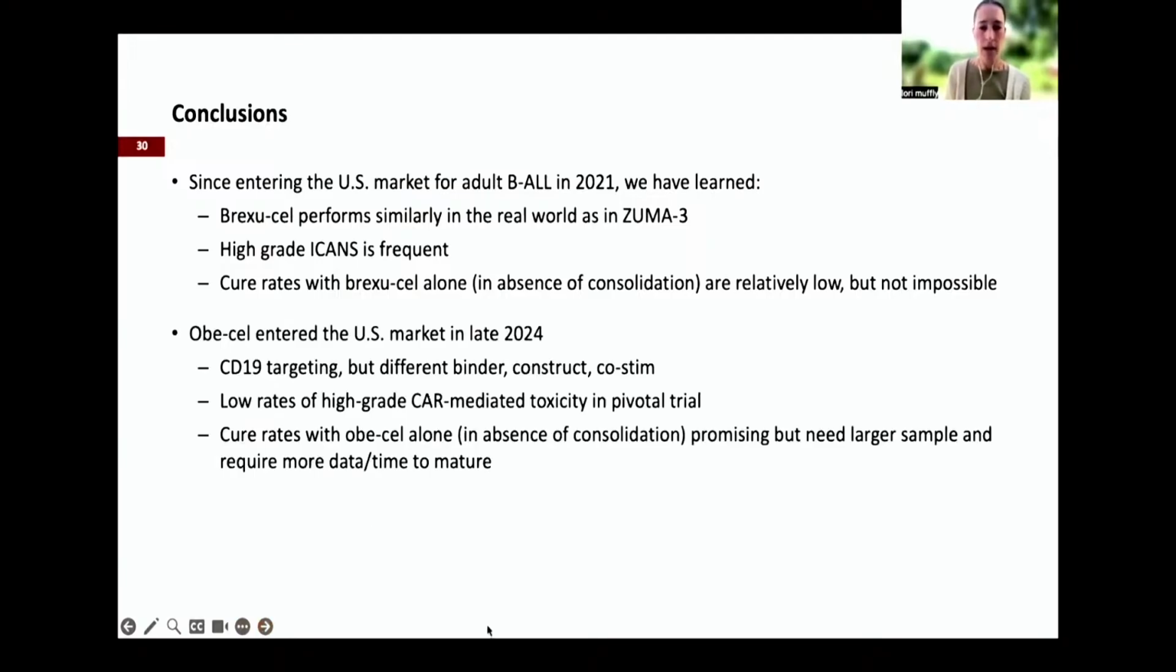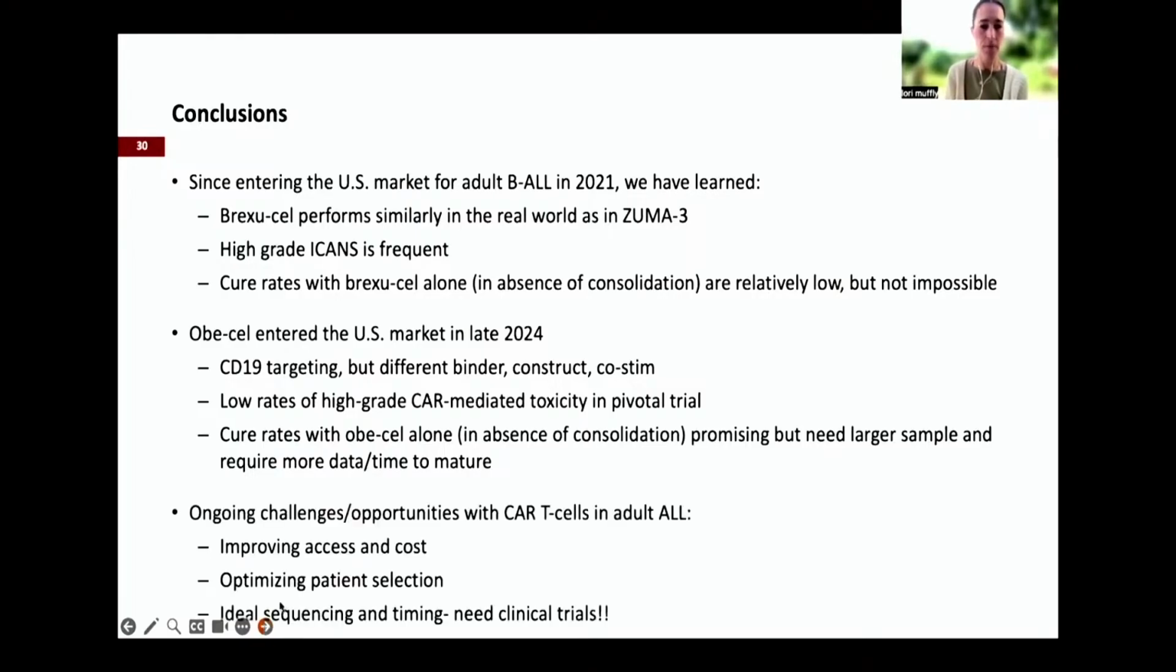Obe-cel entered the US market in late 2024. This CAR targets CD19, but using a different binder, a different construct, and a different co-stimulatory domain. Low rates of high-grade CAR-mediated toxicity in their pivotal trial, and cure rates with obe-cel alone in the absence of consolidation do appear promising, but require more data and a larger sample to confirm.